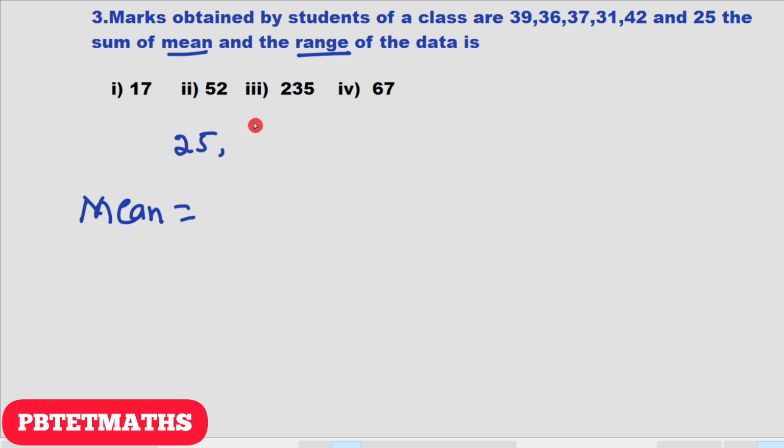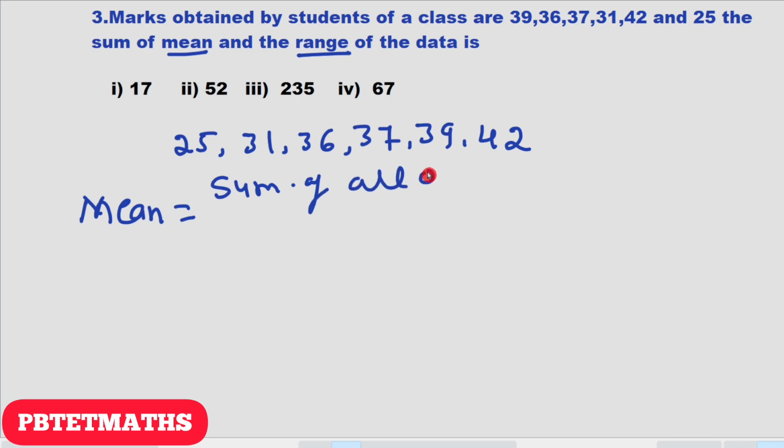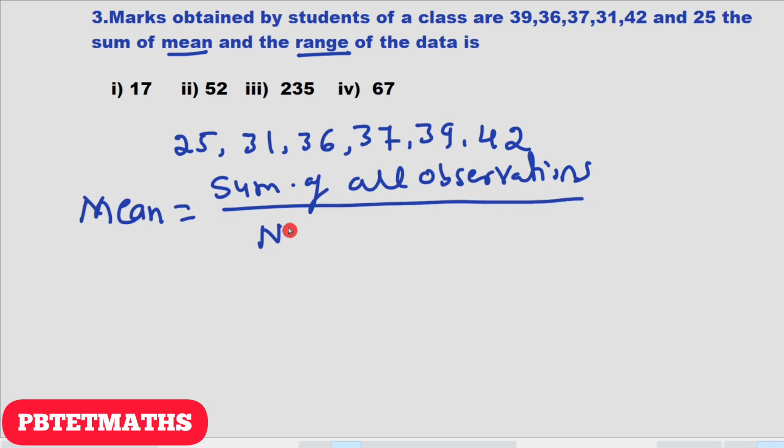So first we're going to write 25, then 31, then 36, later 37, then 39, at last we're going to write 42. Now we have written all these observations in ascending order. So how are we going to calculate the mean? Mean is always equal to the sum of all observations divided by the number of observations.